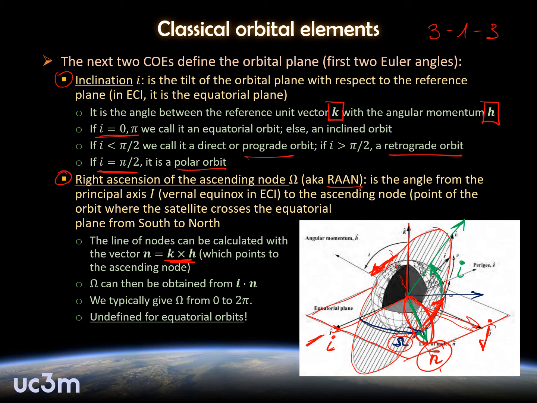If the inclination is equal to 0, the orbital plane and the equatorial plane coincide. So the intersection between these two planes is just the full plane. There is not a line of nodes that we can clearly identify. So we cannot define omega in those cases. We say that the right ascension of the ascending node is undefined for equatorial orbits.